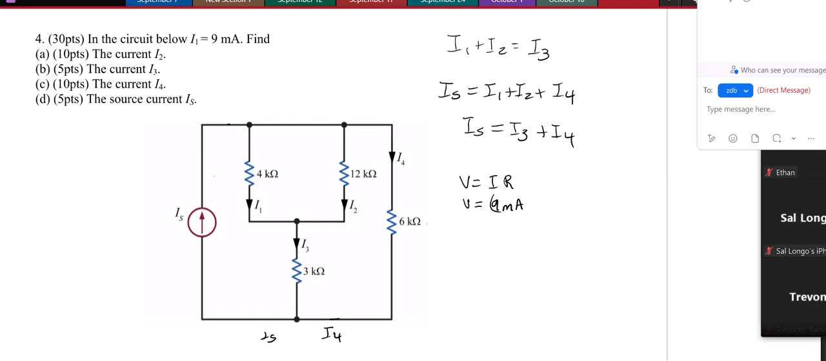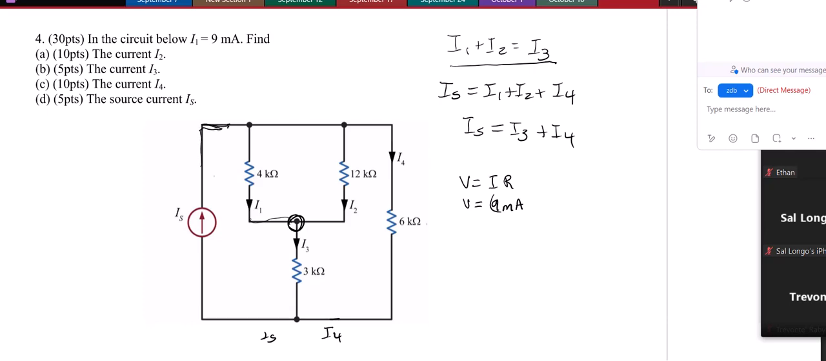And so KCL tells us that the currents coming into a node have to equal the currents coming out of a node. So at this node right here, we get that I1 plus I2 have to equal I3, because I1 and I2 are coming in, I3 is going out.